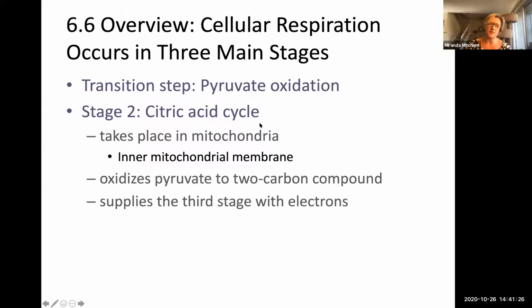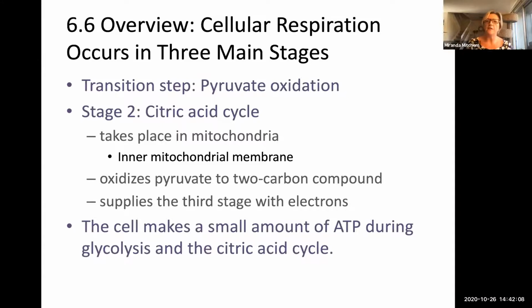The importance of the citric acid cycle really is not in generating energy. It only produces 2 molecules of ATP. It's more to supply the 3rd stage with the electrons and the riding-along protons that go with those electron shuttles. So stage 2 begins with the oxidized pyruvate. I'll show you the name of that in just a moment. But it ends with our electron carriers in reduced form, loaded up with electrons so that they may go through stage 3, the electron transport system.